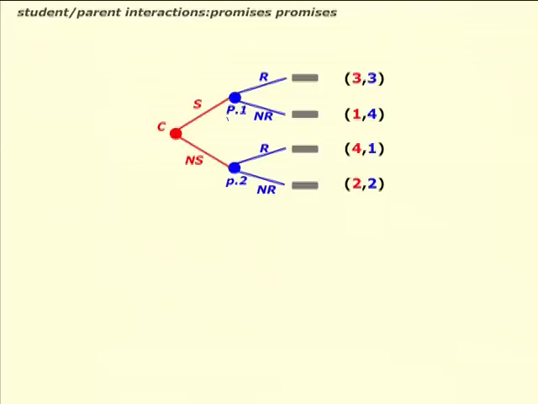What about promises? Well, promises are a similar kind of idea. The problem with the promise often is that when it comes time for you to fulfill the conditions of your promise, you don't want to do it. And that's what we're going to look at in a simple little example of some interaction between a parent and a child.